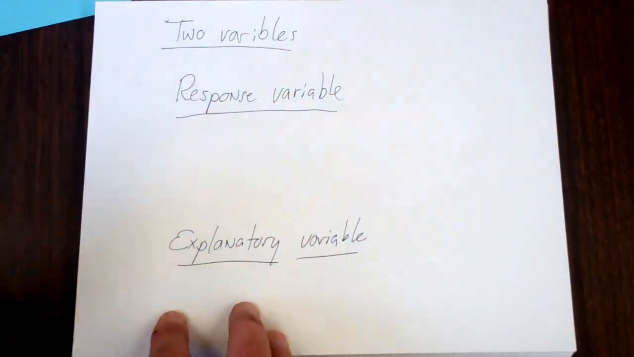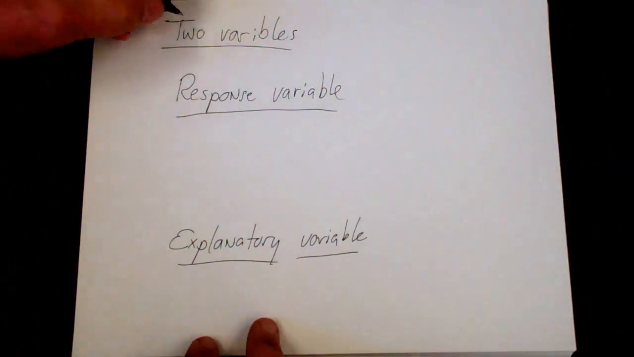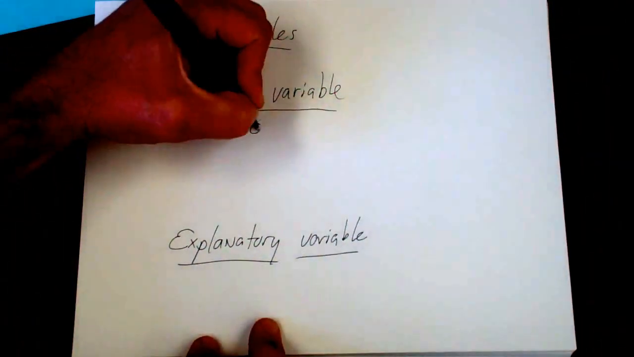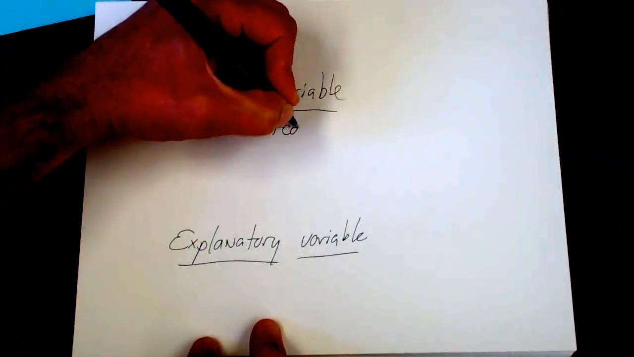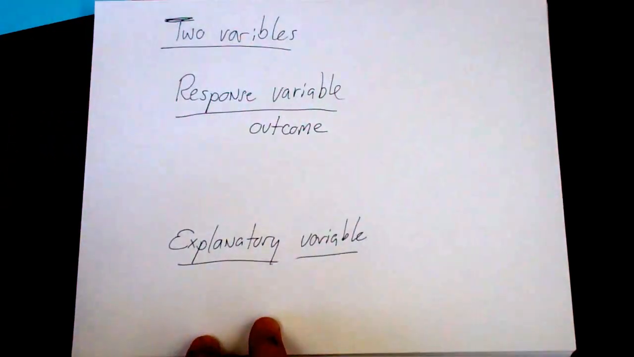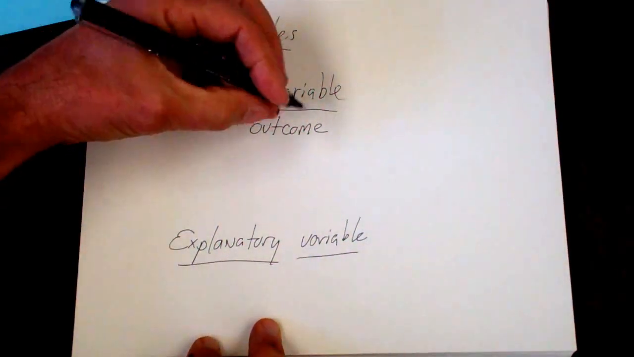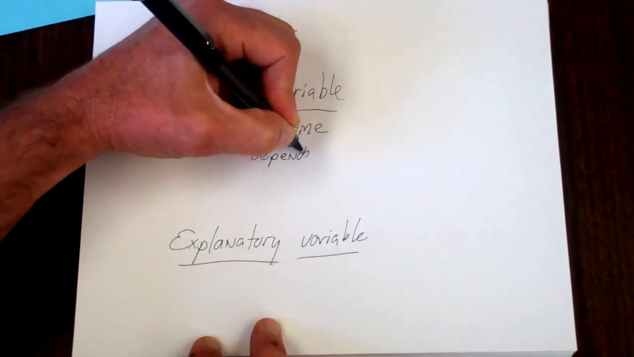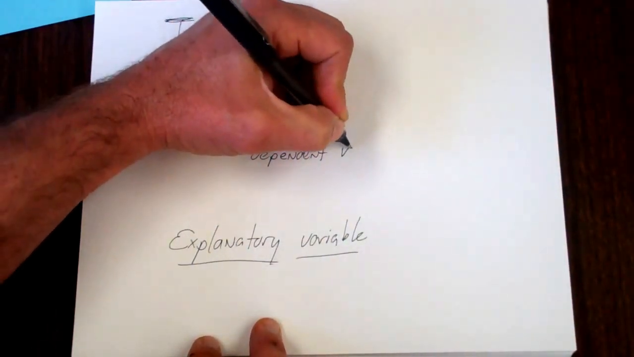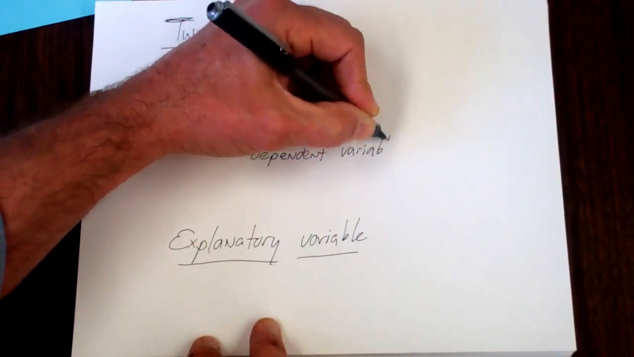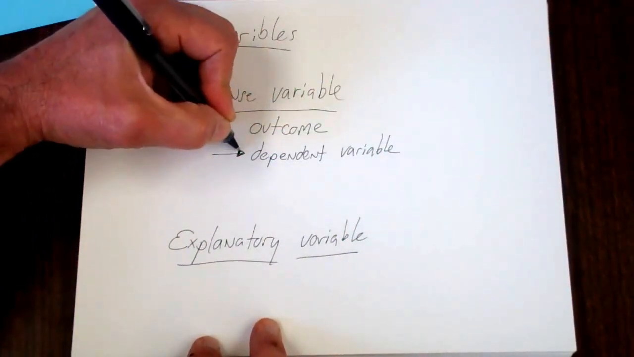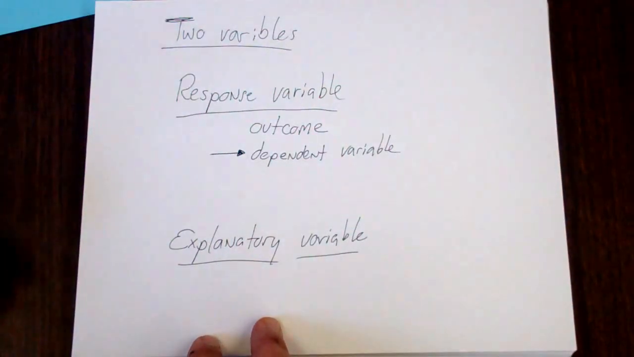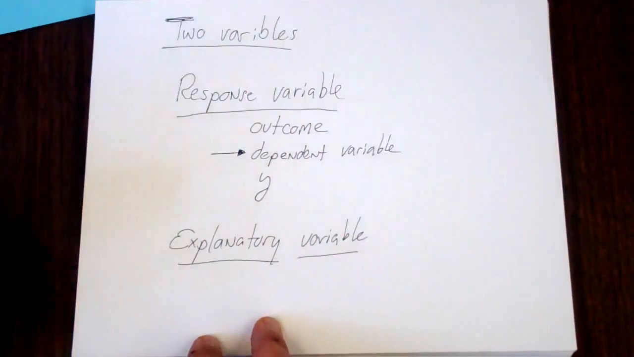Now, these go by a lot of different names. Response variable is often the outcome of some experiment or some process. So sometimes it's called the outcome or the outcome variable. It's often known more formally as the dependent variable. And this is the most precise term, so this is the one that is used in more advanced usage. And oftentimes we just think about it as the y variable.